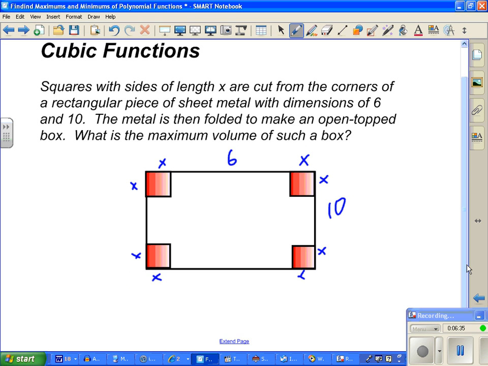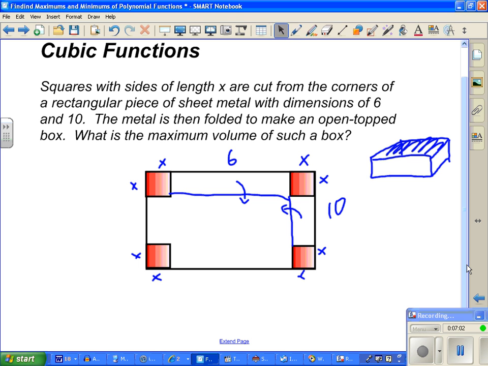Okay, well, hopefully we can see that this side will fold up, and all these sides will fold up to make the sides of an open-top box. So we'll get something like this, and this is open in here. Okay. So that's what we're dealing with. We got an open top box. All right. Fair enough. Well, how are we going to find the volume?